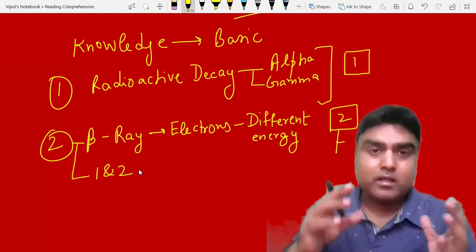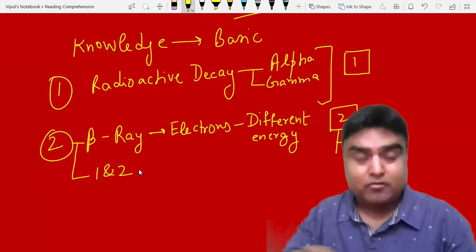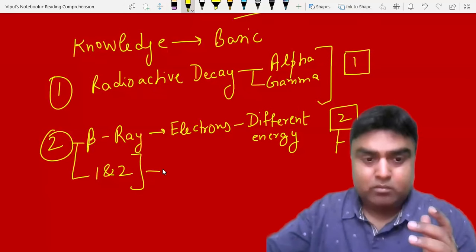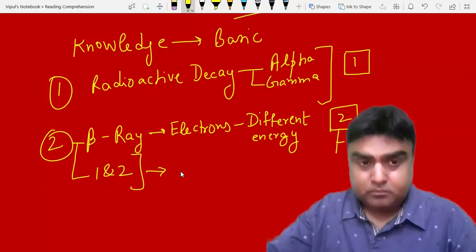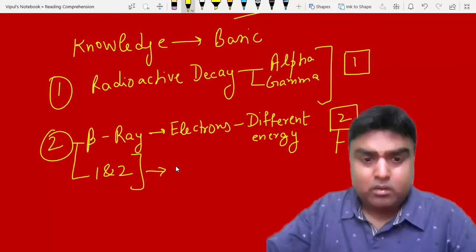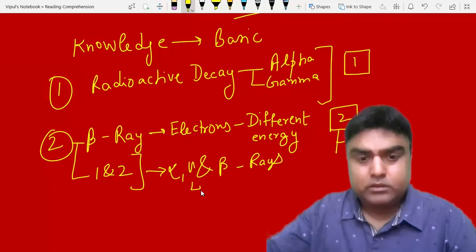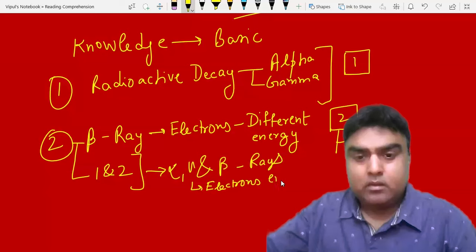The first paraphrasing we already did, which is of that paragraph. But now we will do one more paraphrasing in which 1 and 2 are combined. What will be the paraphrasing of this? That we are talking about alpha, beta, and gamma rays, and we talked about an issue, which was that the electrons' energy level is different.